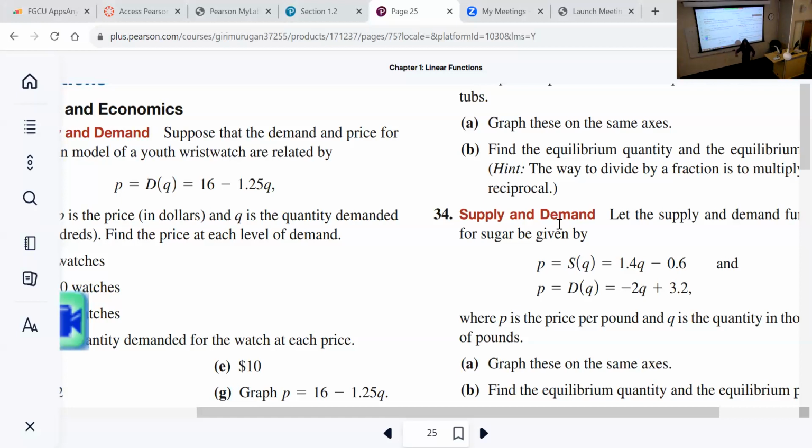So, do we have our calculator? It's a rabbit.